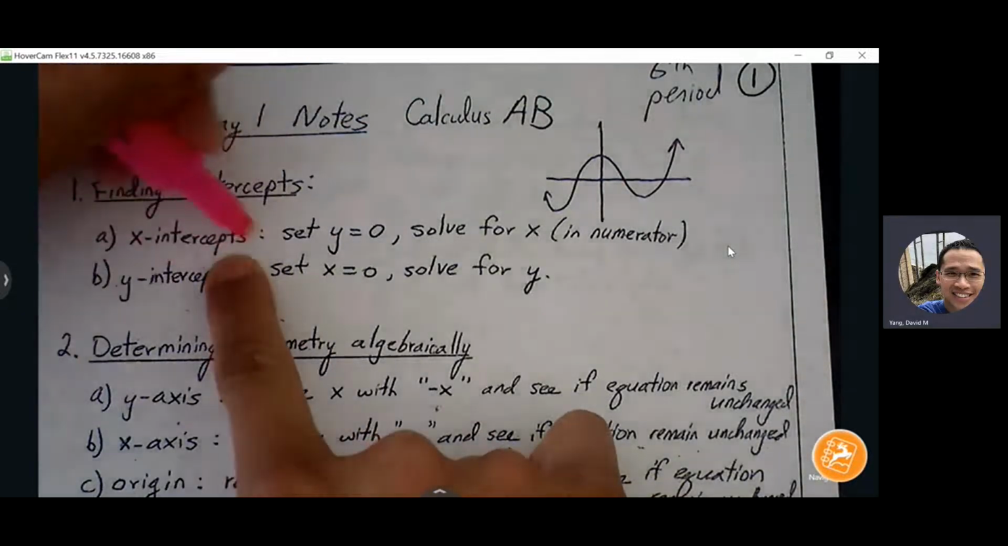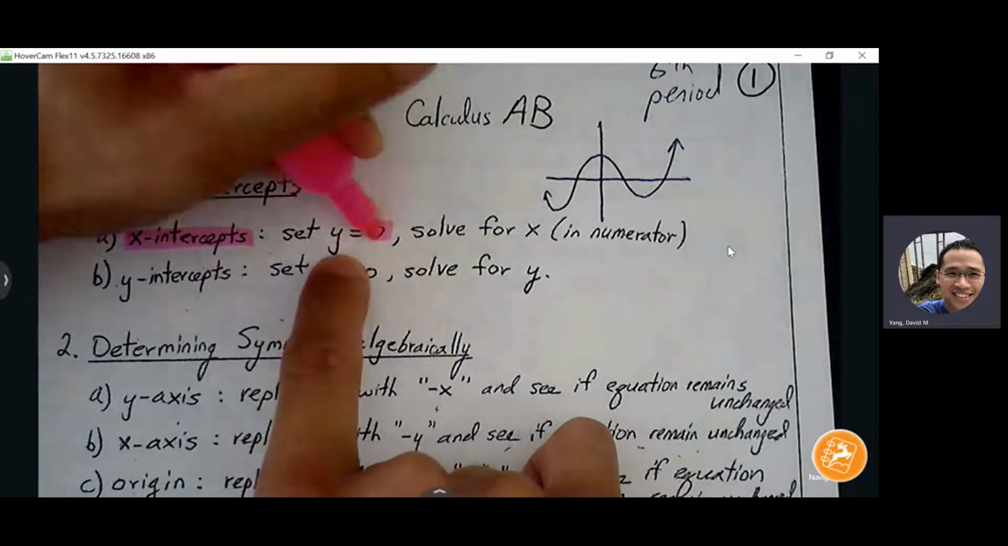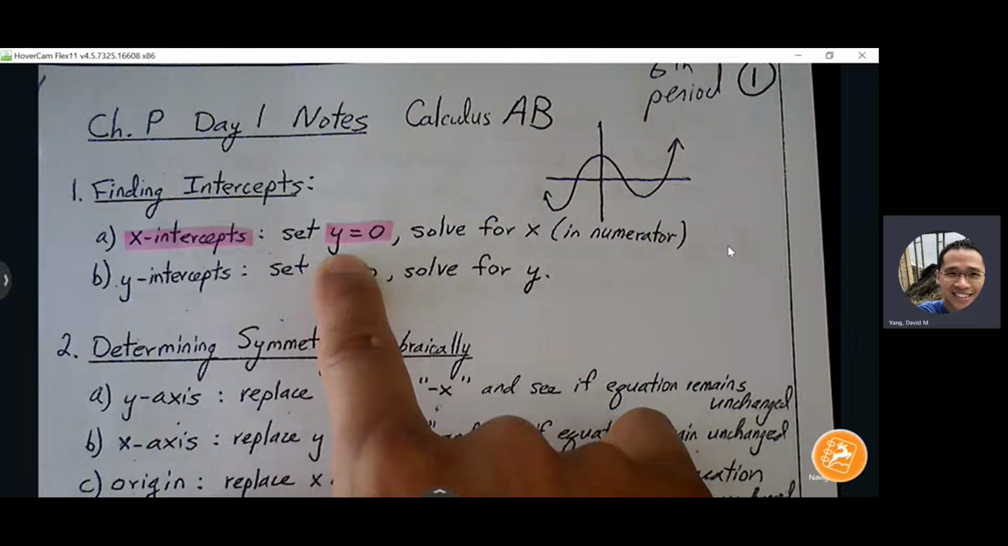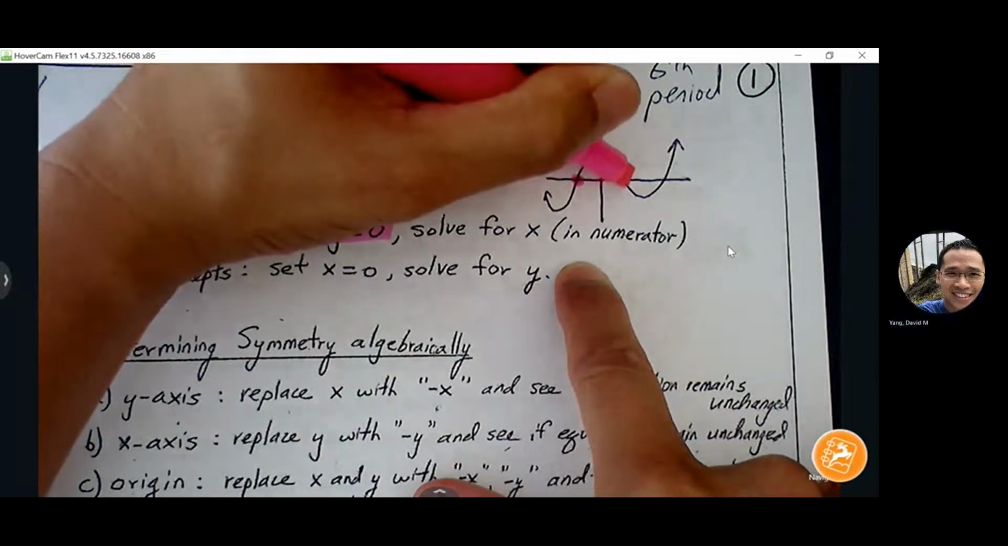The way I find x-intercepts is I replace the y value with 0. Then I solve for x. When I solve for x, I'm able to find these physical locations on the graph.